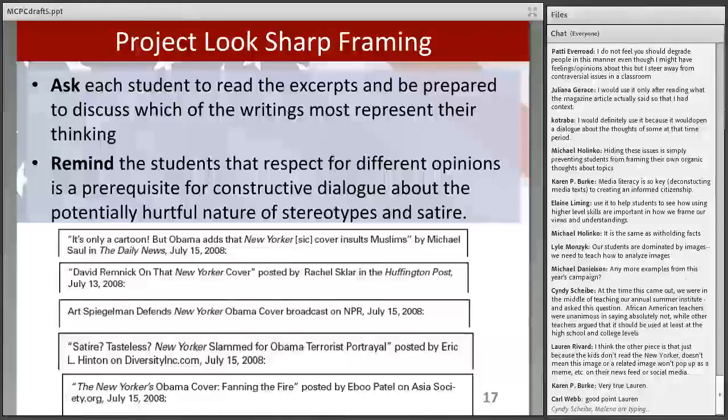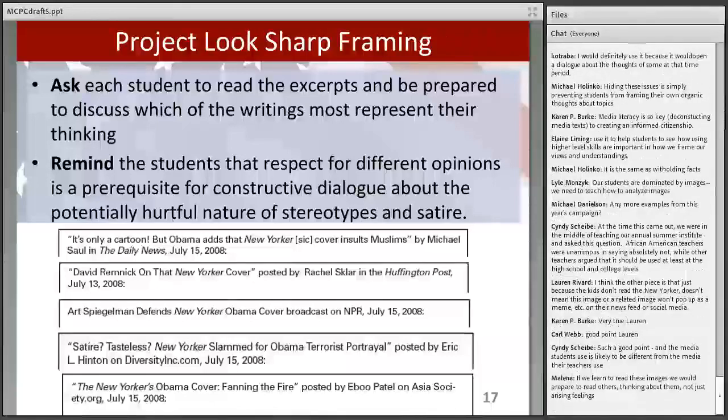We wanted the students to read the excerpts and then discuss which of the writings most represent their thinking. So this is also an opportunity to get students involved in the discussion. But if they don't have the kind of background and analysis that some of the writers would have, it's an opportunity for them to learn a little bit more about both the candidates, the history of the Black Panthers, the suggestion that candidate Obama was a Muslim, but also about satire and politics. So for us, we couldn't simply show the cover and leave it at that. We had to take the next step in order to help them read more deeply into the lessons.